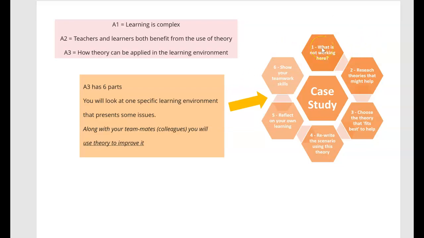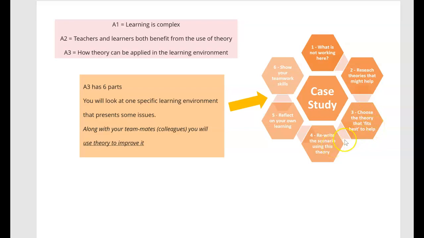So it is a really straightforward task. First of all, you're given a case study. You're going to analyze it. So what's not working in this situation? You're going to, in your team, research a number of different theories that might help. So that's 2, 3, or 4 theories, depending on how many teammates you have. You're going to choose one that best fits to help.